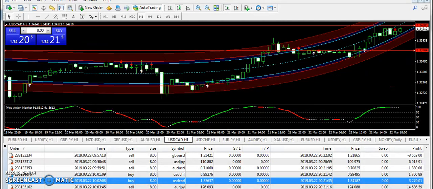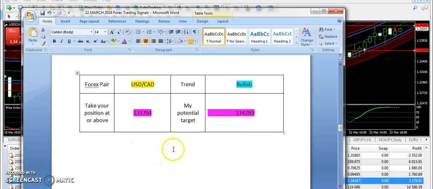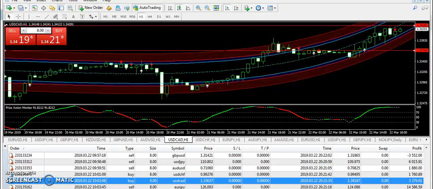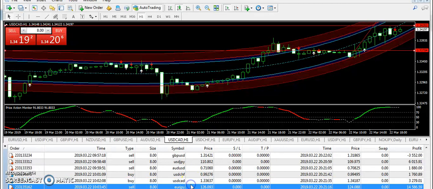Okay, now let's talk about the heavily satisfied pair, which is USD Canadian dollar. A clear bullish trend was supplied to the subscribers in the morning, and 1337704 was the entry and 134283 was the target price. And guys, you can see the market hit the target price a few hours ago, and those subscribers who have taken the buy positions today must have ended with good profits.